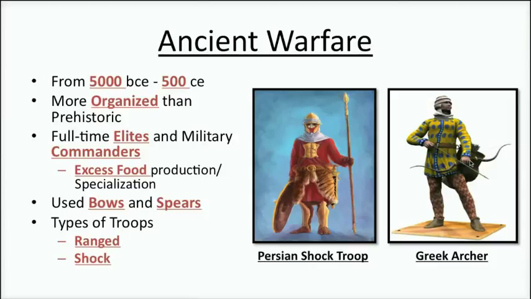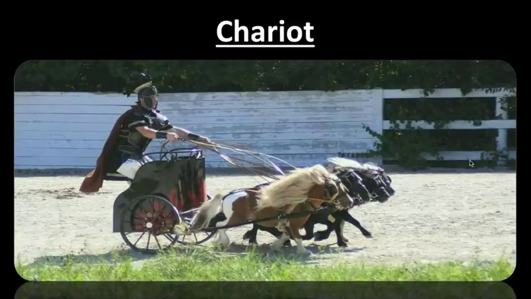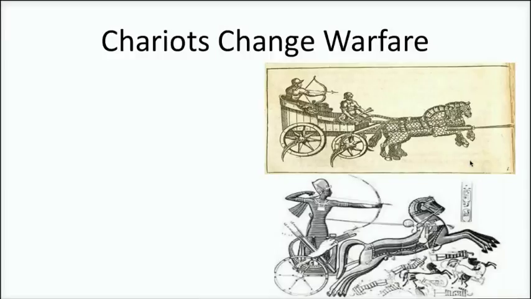So ancient warfare really starts to take on a look of an organized military unit that can move together and fight together. One of the next big things is the chariot. I love this picture. Definitely not the type of chariot you'd see in battle, but it gives you kind of a comical look at the chariot. So the chariots change warfare. The need for mobility to squash rebellions was really what led to the use of the chariot.